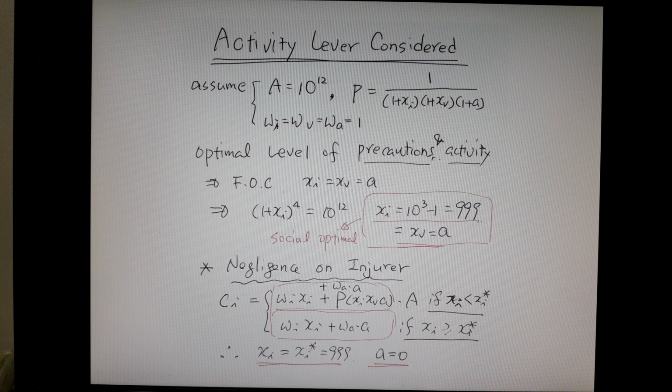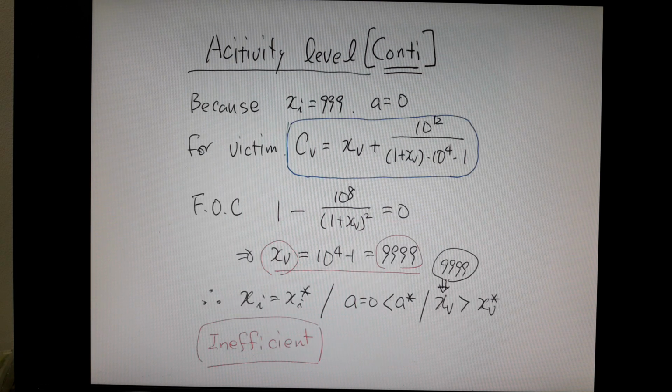So under the negligence rule, the injurer would choose xi at the optimal level 999, but the activity level, the precaution on activity, as 0. So he's not going to be precautious or careful at all, as long as the activity level is concerned. He just parties on and, very sleepy, still drives. He drives like 10 hours, 12 hours a day. He keeps doing that.